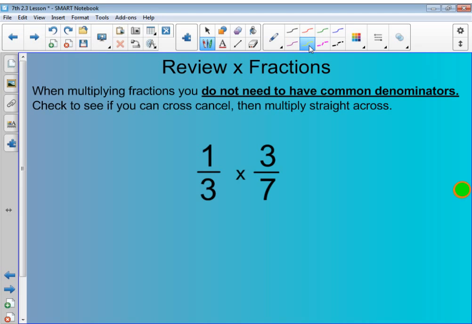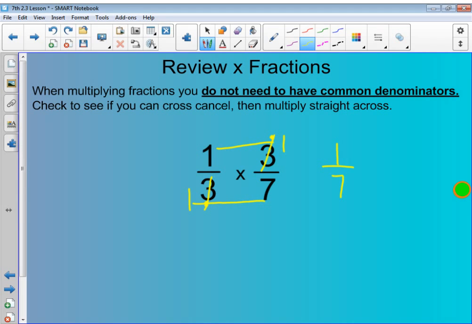When I look at 1/3 times 3/7, I'm comparing this top number to my bottom numbers, and I notice that I have 3 in both the top and the bottom. So that means that 3 would go into each of these. So 3 would go into 3 once, and 3 would go into 3 once. And now if I multiply straight across, 1 times 1 is 1. 1 times 7 is 7, so I get 1/7.